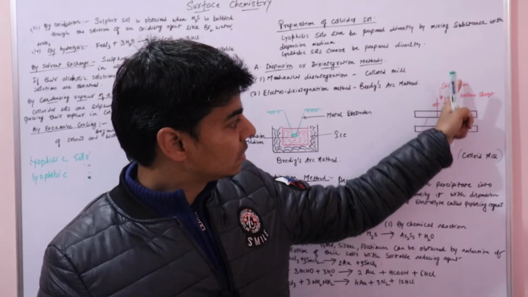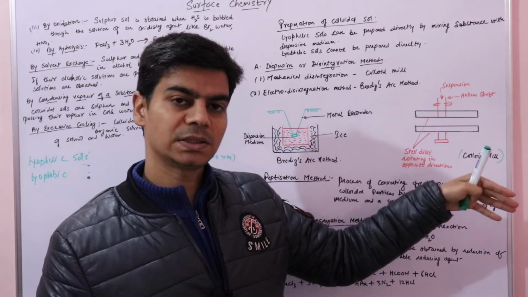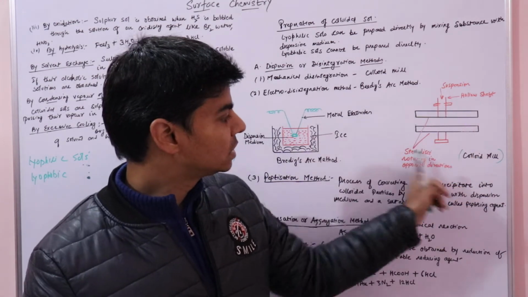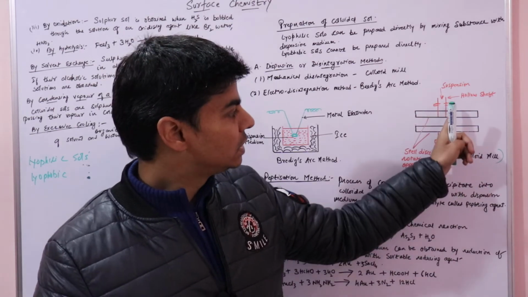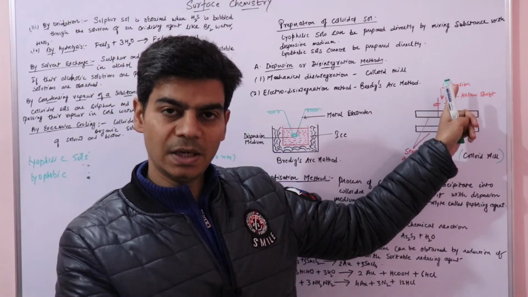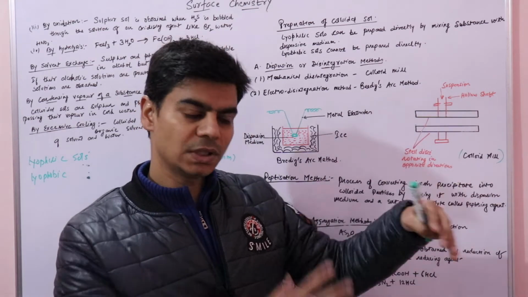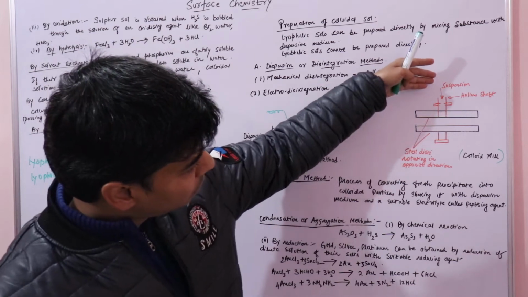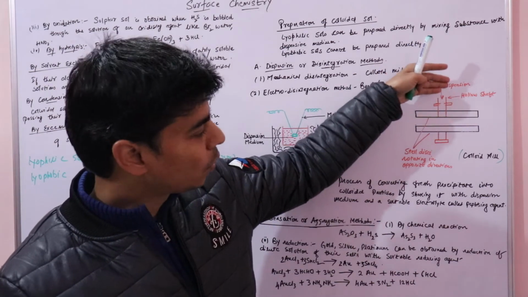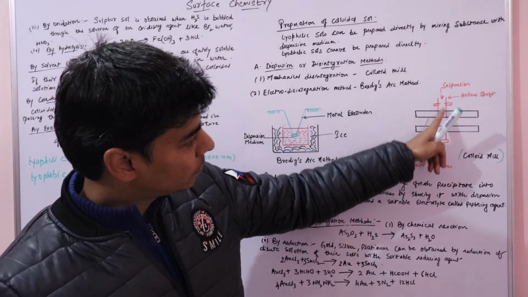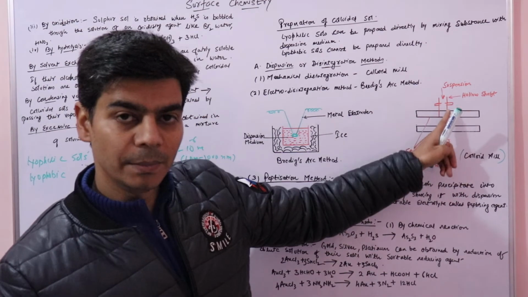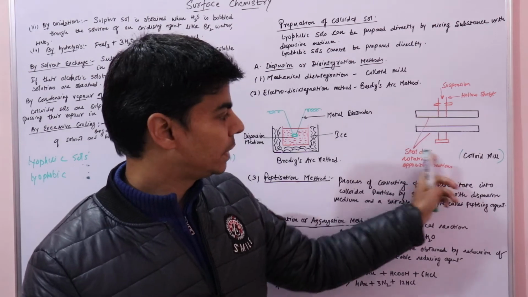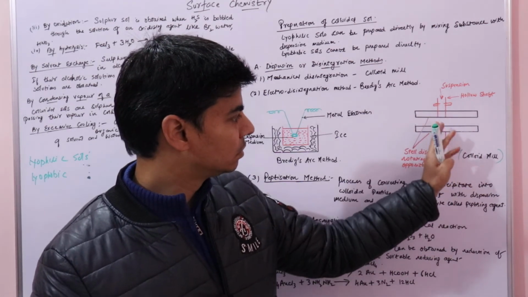From the top of this hollow shaft, we will introduce the suspension. We know the particle size of suspensions is bigger than that of colloidal particles, so this colloidal mill will disintegrate the bigger particles of the suspension into smaller particles. We pour the suspension in water from the hollow shaft at the top of the colloidal mill, and then we start rotating the mill.